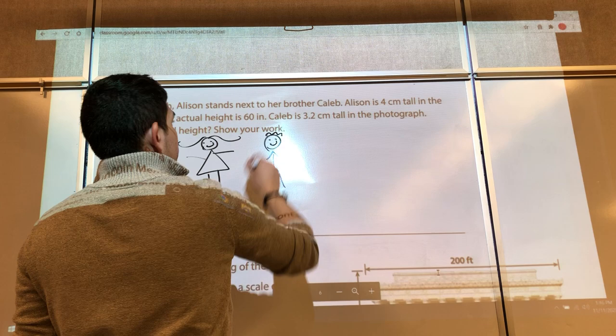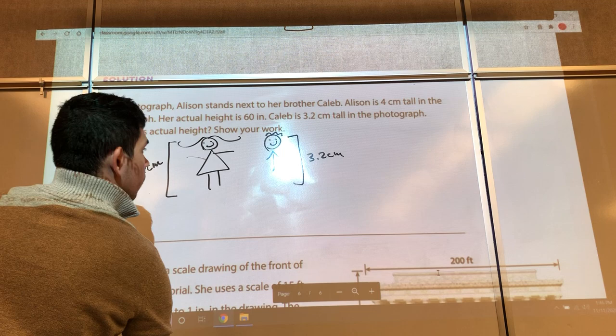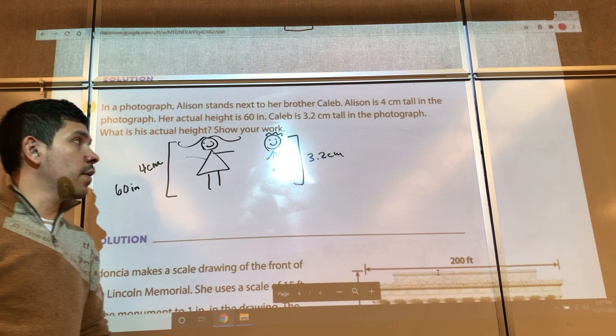Caleb is 3.2 centimeters tall. Well, he looks about the same height, so let's shorten him up a little bit. There we go. What is his actual height? What is the actual height of Caleb? Okay, so let's go ahead and set this up.